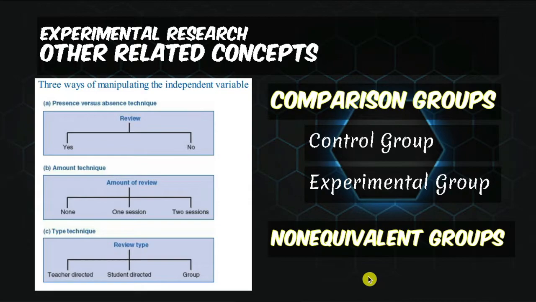Another term, non-equivalent groups, pertains to our comparison group. Comparison group is the general term, and these are the specific types of these groups. Two groups are said to be non-equivalent if they are not similar in the characteristic that we are measuring.